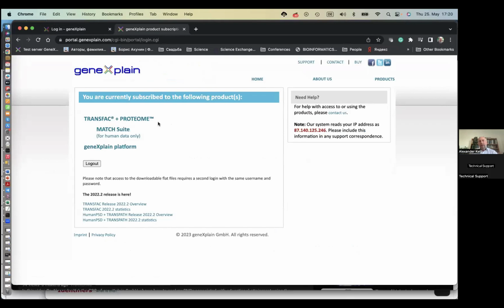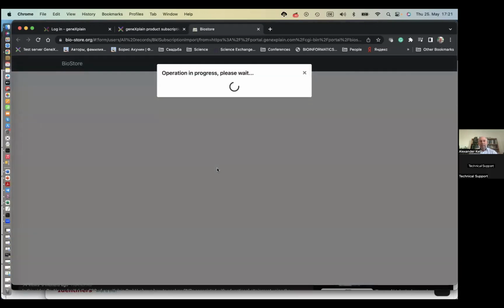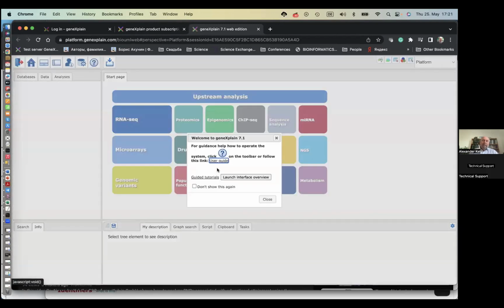Which means we have information about various species, not only human, mouse, and rat, but many different other organisms. And this subscription is connected to the geneXplain platform, which we are now going to start. As an example, I used several examples today.